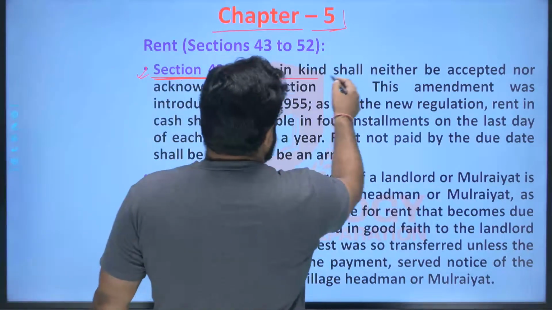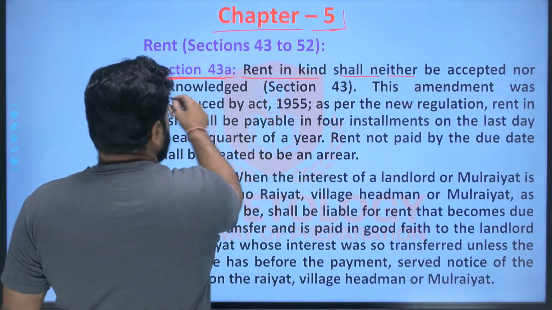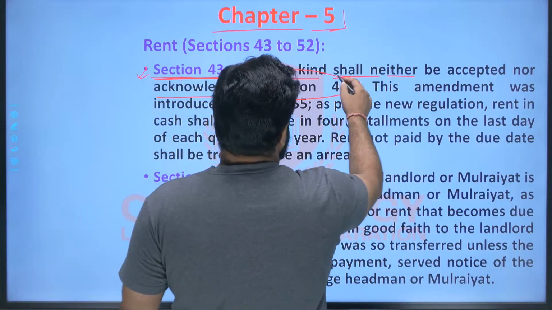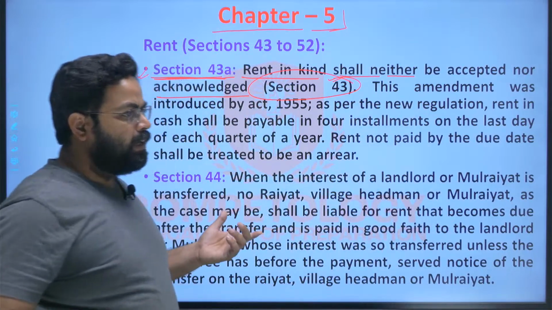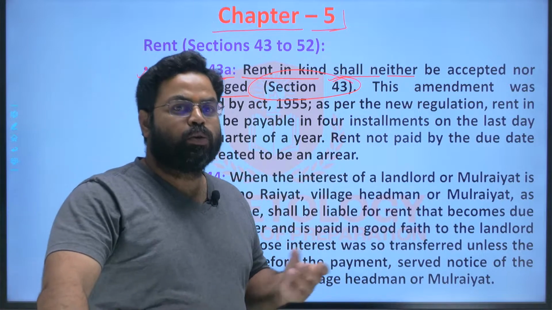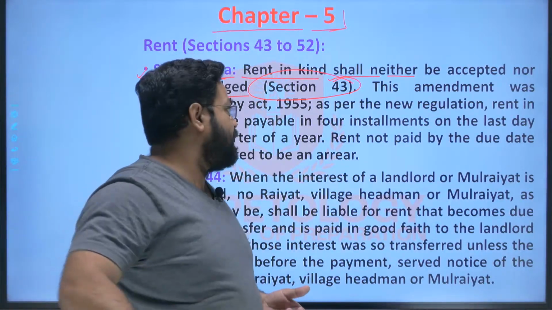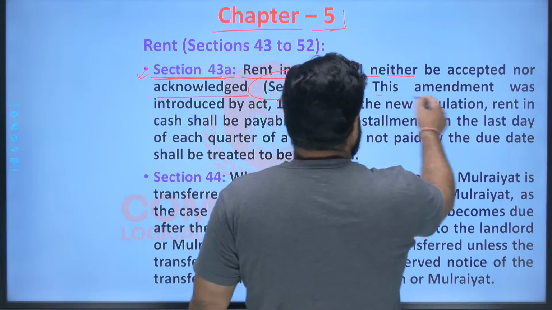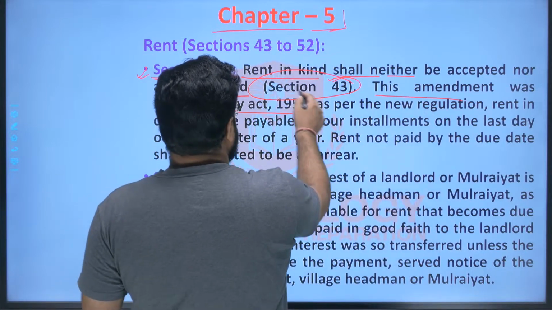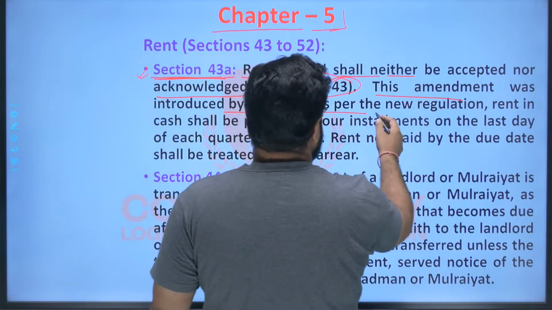So the rent in kind shall neither be accepted nor be acknowledged. It is under section 43 because it was amended. Earlier it was allowed to pay the rent in kind also, right. And this amendment was introduced by the Act of 1955, Amendment Act.